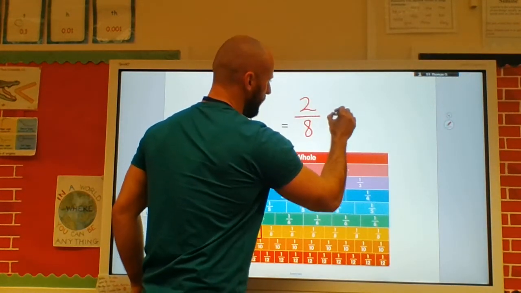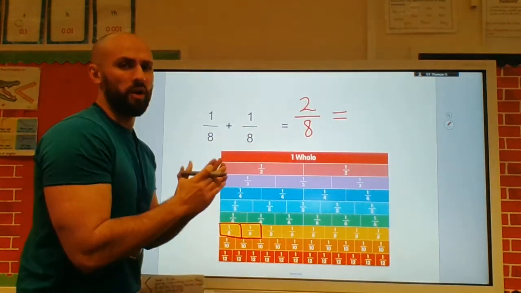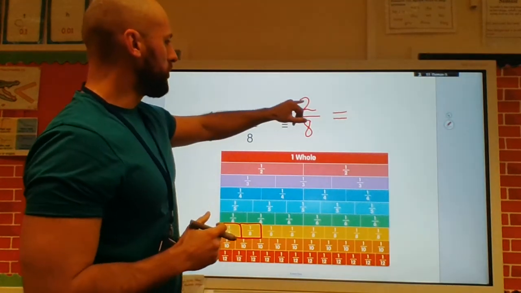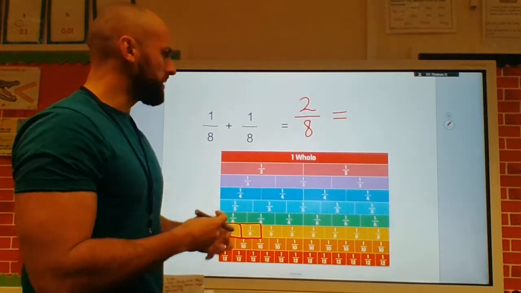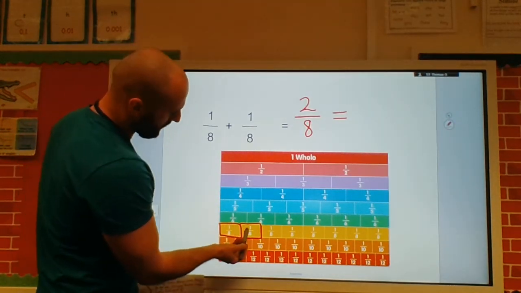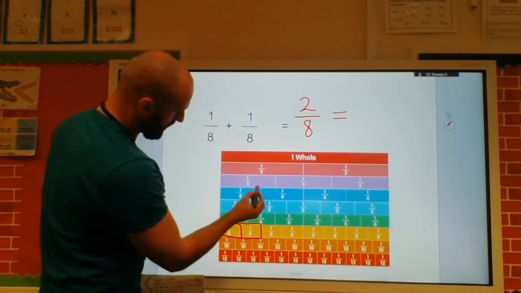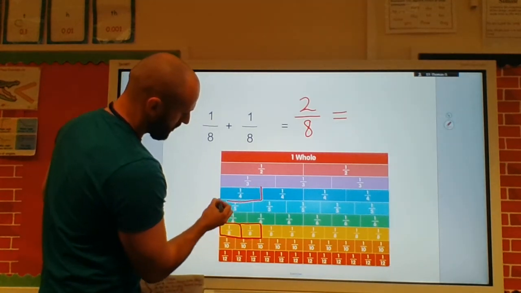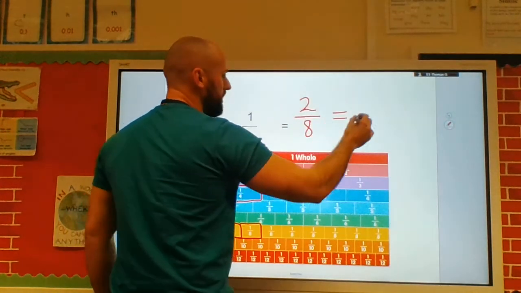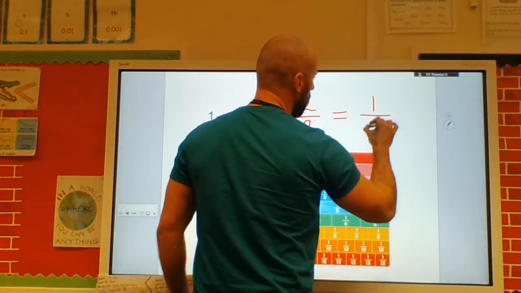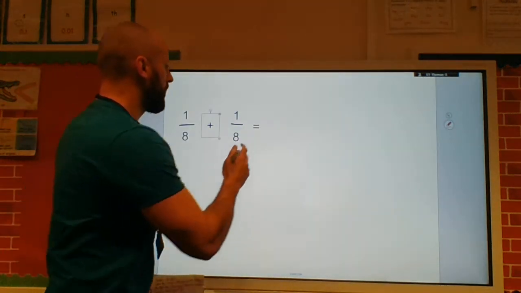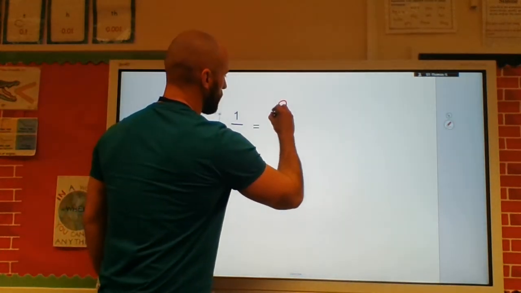Well, to simplify is to find an equivalent fraction, so it has the same value, except the numerator and denominator are smaller. So let's look upwards here. Can we find an equivalent fraction? Yes, 1/4. So I can simplify 2/8 into 1/4. Let's take a look at how we do that without the fractions wall.